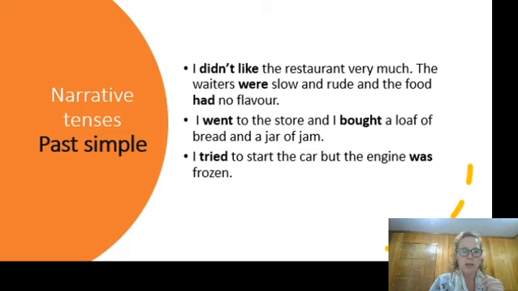I'll read you these examples. I didn't like the restaurant very much. The waiters were slow and rude, and the food had no flavor. All of these things happened one time in the past. Remember, in English, every time you use past tense, even when it happened 1 second ago, you always have to make sure you use your past tense. I went to the store and I bought a loaf of bread and a jar of jam. I tried to start the car, but the engine was frozen. Okay, these are all examples of simple past, things that happened or occurred one time in the past.